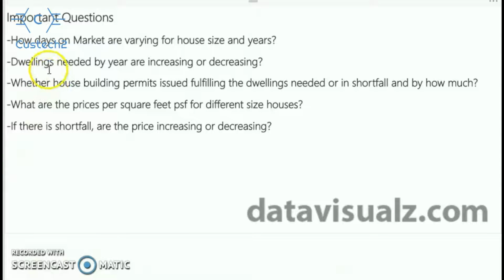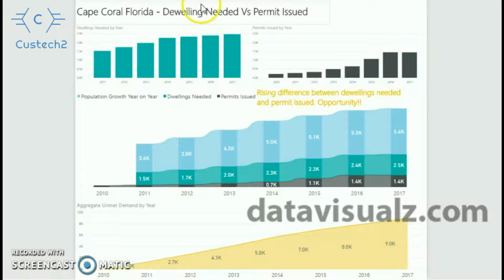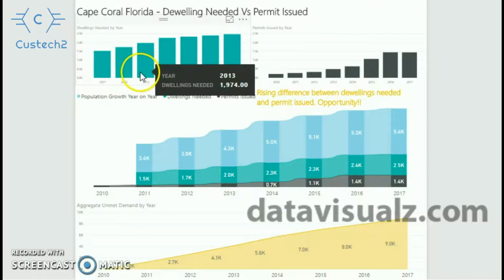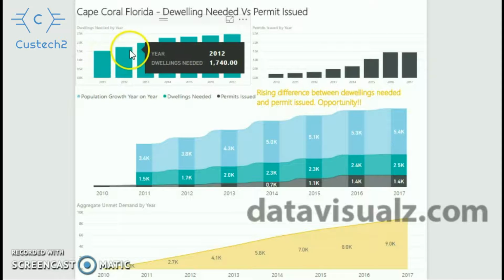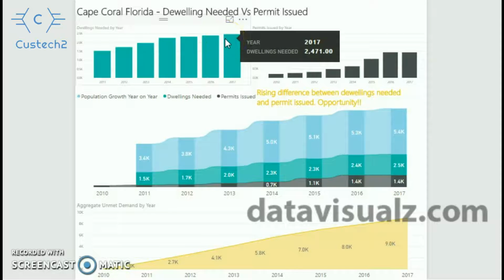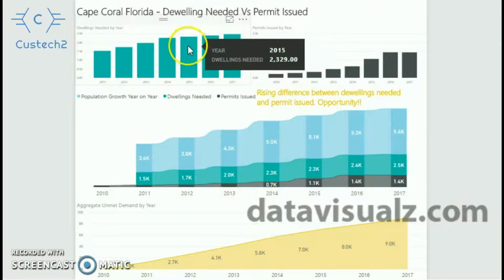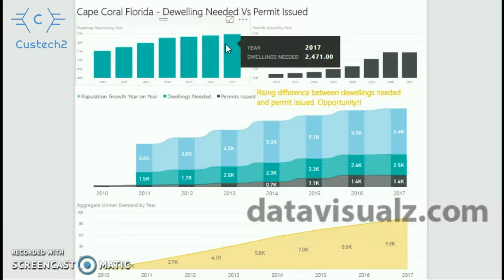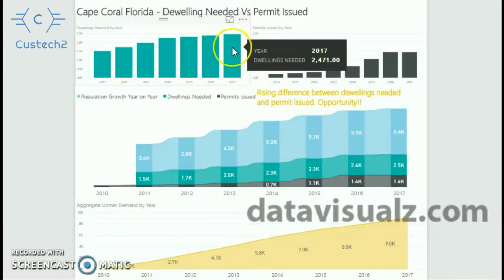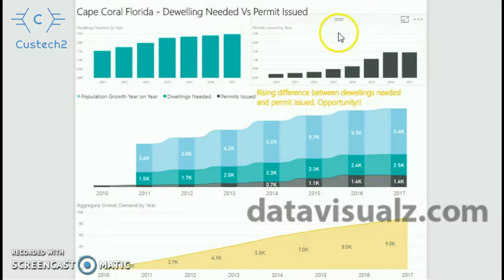Now the next question is, are dwellings needed by year increasing or decreasing? So let's see what the visual says for this. Okay, the visual is about dwellings needed versus permits issued. Now I can see here dwellings needed by year, 2011, 2012, and that's clearly identifying an increasing trend. So dwellings from 2011 to 2017 are continuously increasing. Since we know that population is increasing, the dwellings needed are also increasing, and the permits issued are also increasing, but their increase is relatively small.